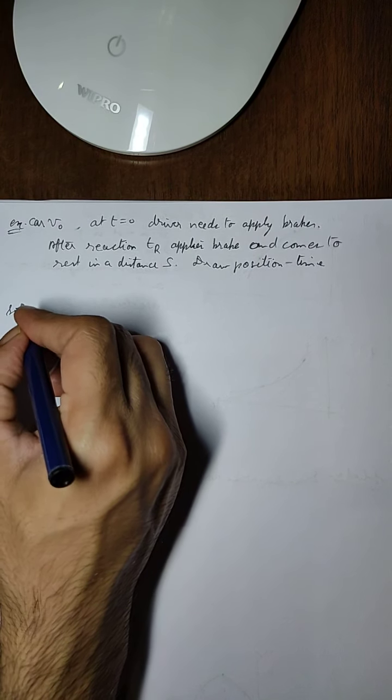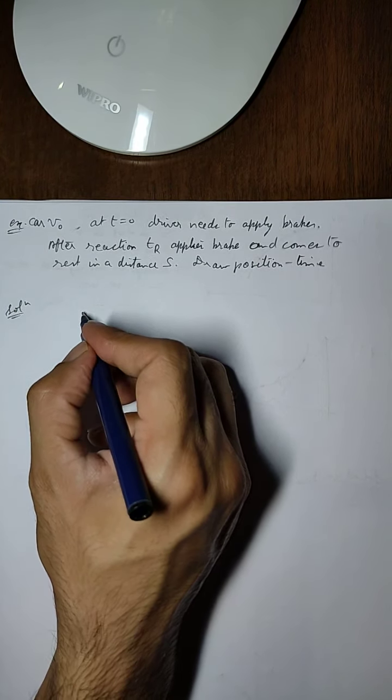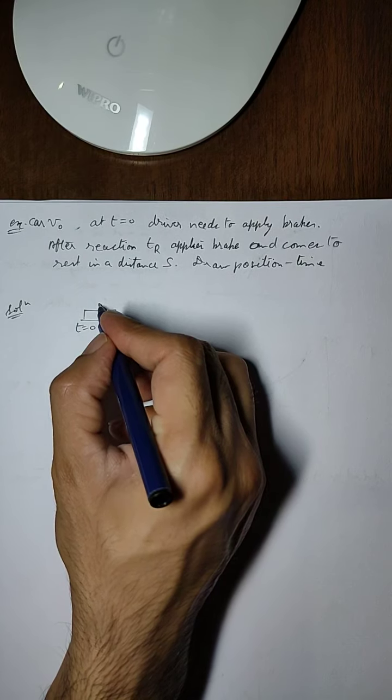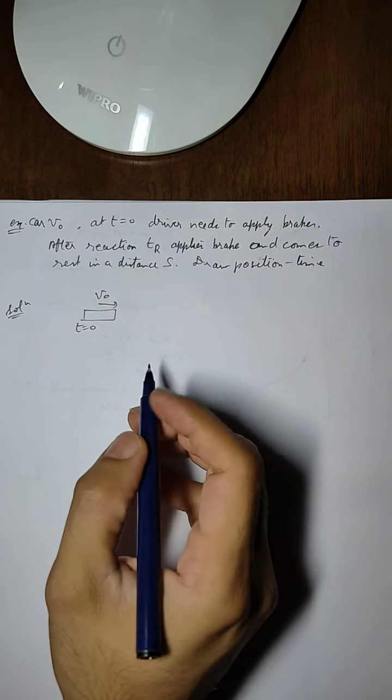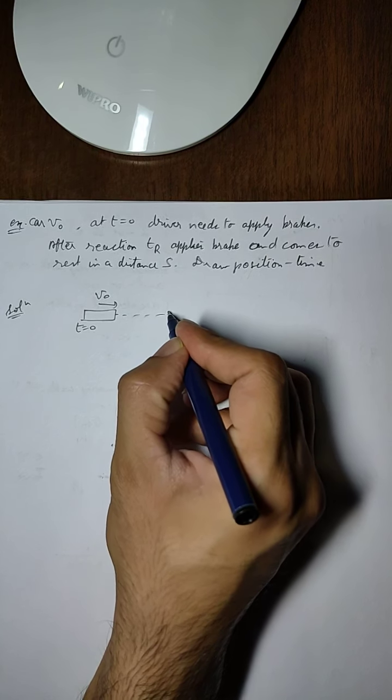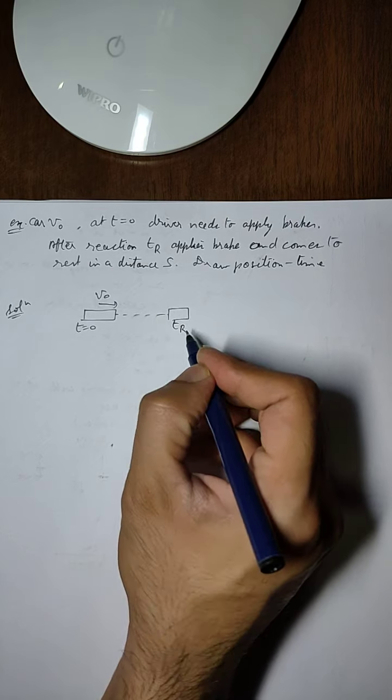Now first let us draw the actual condition, the real life condition. So let us say that this is the car, and here it is at time t equals 0, and it is moving with a velocity v0. From here to here he felt the need to apply brakes, but it took a reaction time, and here he actually applied brakes, so this will be time tr.